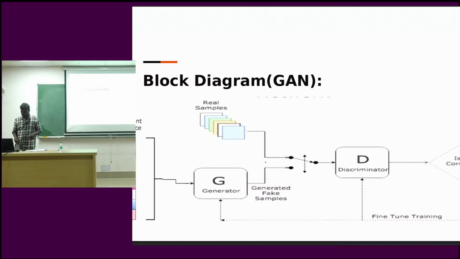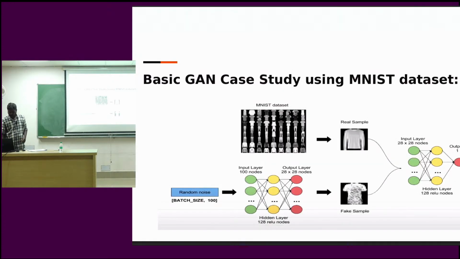You see that the input to the generator is a sample from the latent space, but it depends upon the application. We'll see one of the applications, which is vessel segmentation using GANs, wherein the input to the generator is the fundus image. We'll see that. This is one of the case studies.